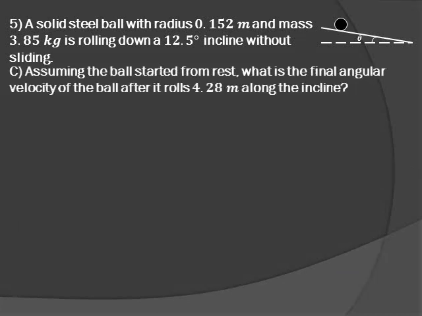All right, so the next part says, assuming the ball is starting from rest, what is the final angular velocity of the ball after it rolls 4.28 meters along the incline? Now we're trying to find the angular velocity, but we have the linear acceleration. We also have the linear distance, and we know it starts from rest. So it's actually easier to find the linear final velocity and then use that to find the angular final velocity.